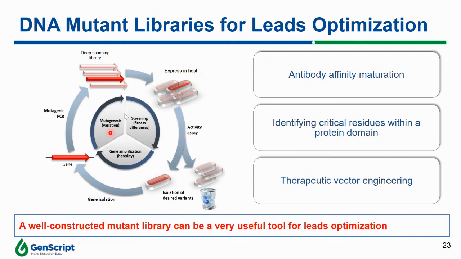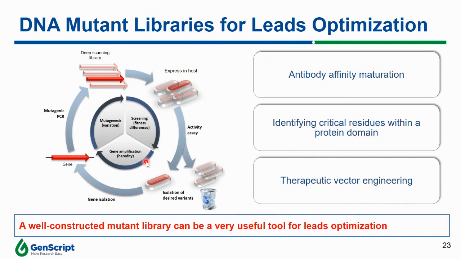Here I show you the lead optimization workflow. You start off with the genes of interest, and then you construct a deep mutation library, which you can then express in the host, and then screen for the optimal variant. You can use that knowledge to construct another mutant library, which you continue to screen and isolate for a better variant. And you continue this cycle for several rounds until you have your optimal lead candidate.